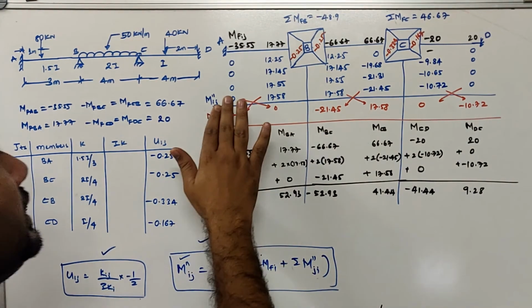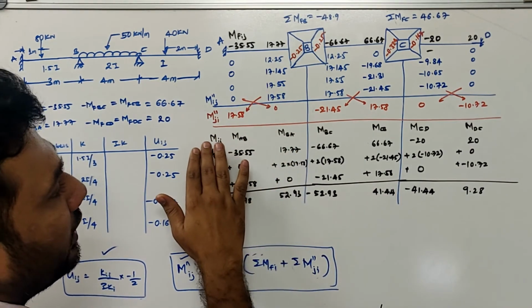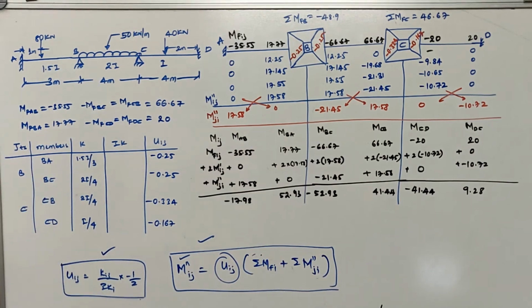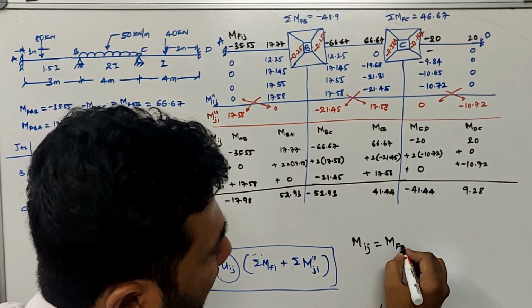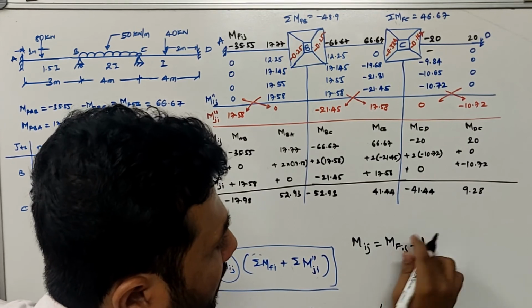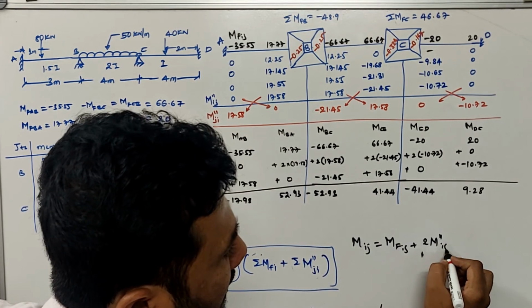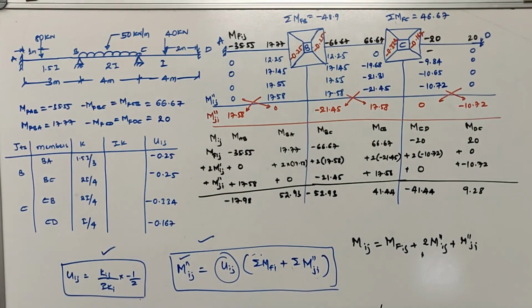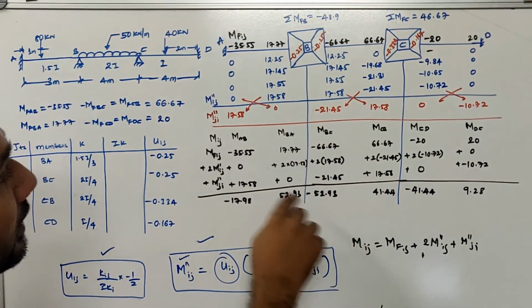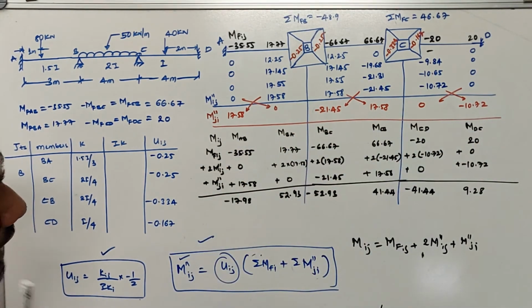Once you solve the far end rotation moments and near end rotation moments, the next step is to solve M double dash ij, which is the end moments. How do you solve the end moments? End moments are solved by this equation, which we already knew: Mij is equal to MFij plus 2 times M'ij plus M'ji. So again we'll use this equation to calculate the MAB, MBA, MBC values, and so on. Let us calculate the final end moments.